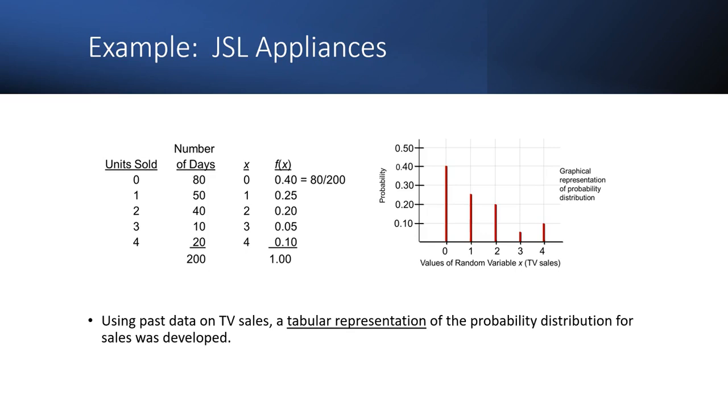So you can look at this in a tabular representation as shown on the left. Here we have a table that says out of the 200 days that we're looking at, 80 days we had 0 units sold. And so you can get the probability that the X will occur by taking your number of days divided by your total number of days. So our f of x for 0 units sold is going to be 80 divided by 200 to get 0.4. We can also have this demonstrated using a bar graph, as you see here on the right.